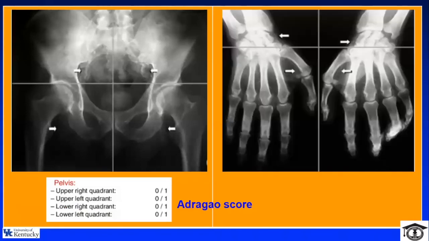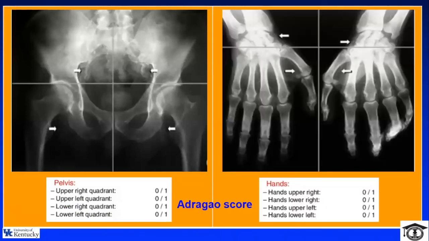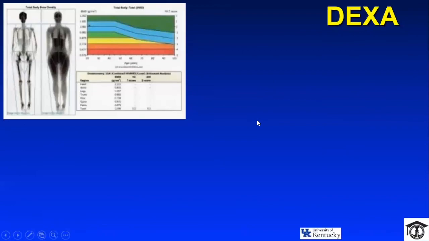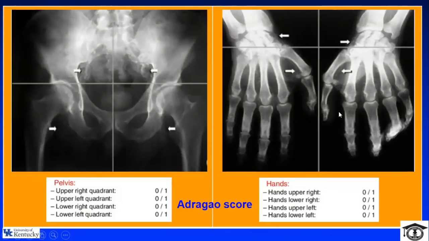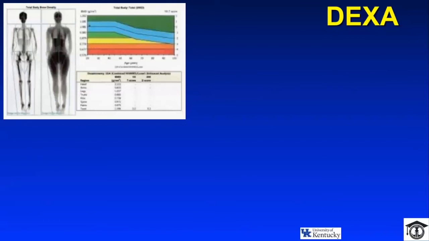Another famous score for cardiovascular calcification using X-rays of the hands and the pelvis is the Adragao score. Its total score is just 4, and here it can give you the right and the left hand, and the total score in the pelvis is 4 according to the upper right or upper left, lower right and left corners. So out of 4, the Adragao score can give you a semi-quantitative assessment of cardiovascular calcification.